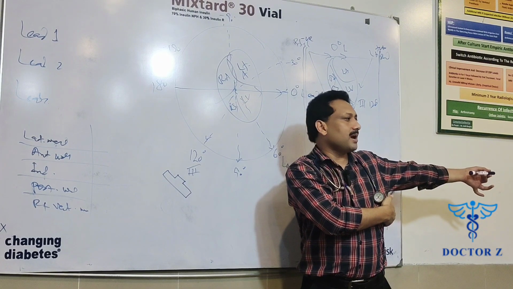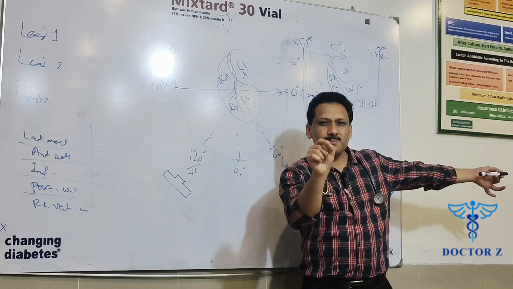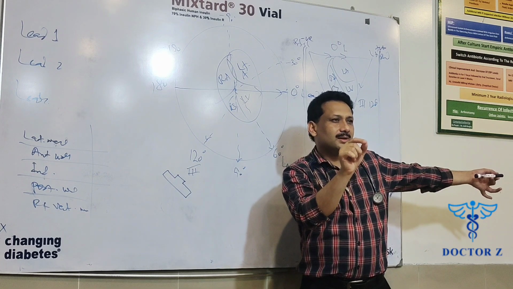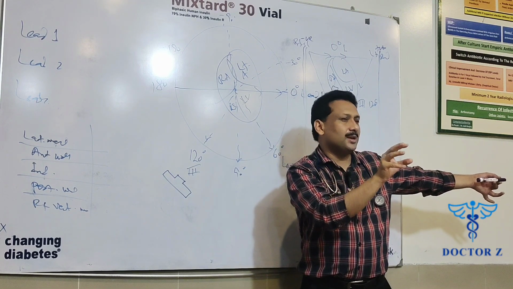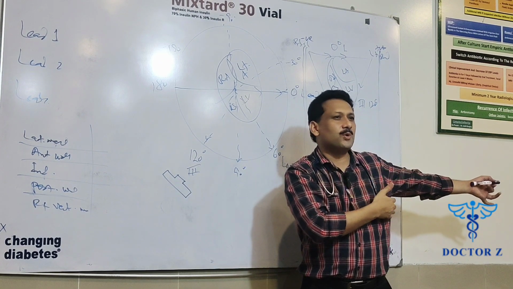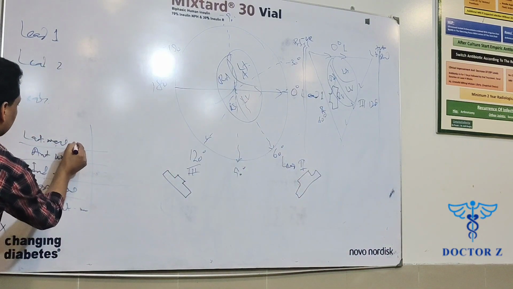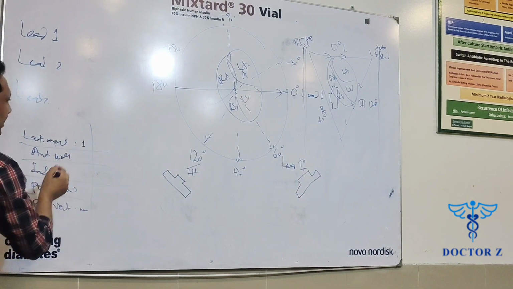So if somebody ever asks me this question now, can you please tell me whether there is something wrong in the lateral wall of this patient? Which lead will you be focusing on? Lead number 1. So for the lateral wall, you will be seeing lead number 1.